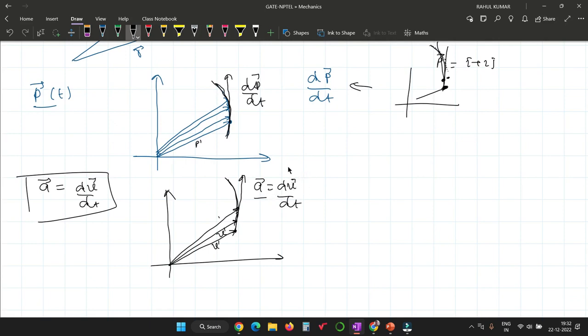Sir, actually, this concept is due to the centripetal acceleration, sir. Oh, no, I will talk about this later. Okay, I will talk about this.